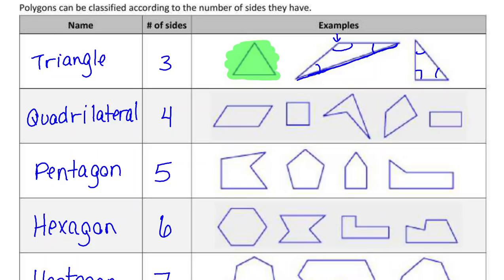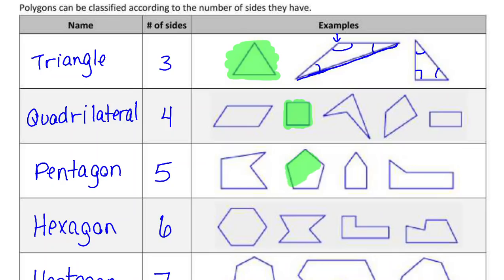Let's look at the quadrilateral. Which one is the regular quadrilateral? Well, it has to have all same sides, all same angles. It's the square. Pentagon. All same sides, all same angles. It should be this one.